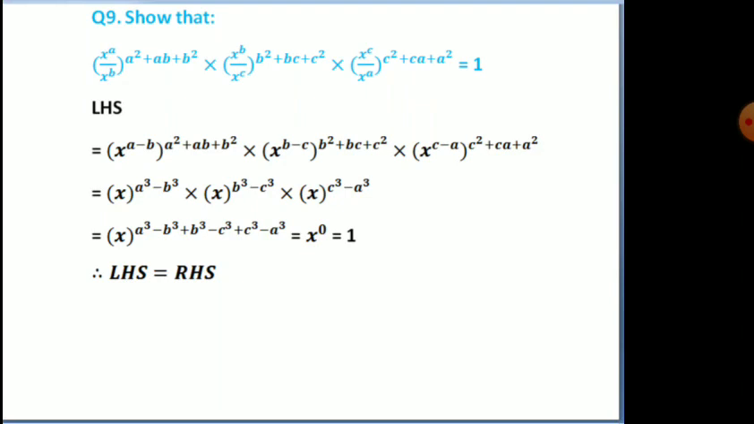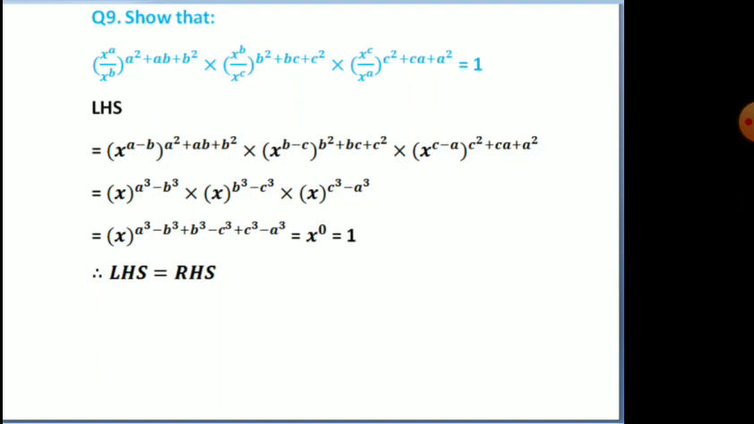Now see, here we have x^a divided by x^b. Can't we write it in another form, that is x to the power a minus b? So for every division form, we will write the exponents in subtraction. So in the first step, what we have written, x to the power a minus b whole to the power a square plus ab plus b square into x to the power b minus c whole to the power b square plus bc plus c square into x to the power c minus a whole to the power c square plus ca plus a square equals to, ca plus a square. Fine.